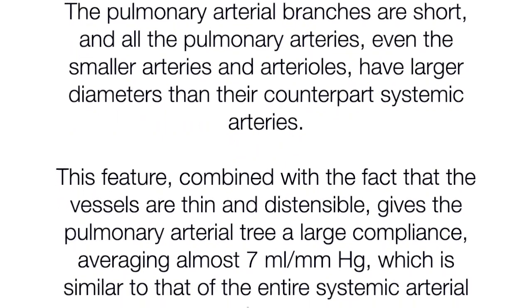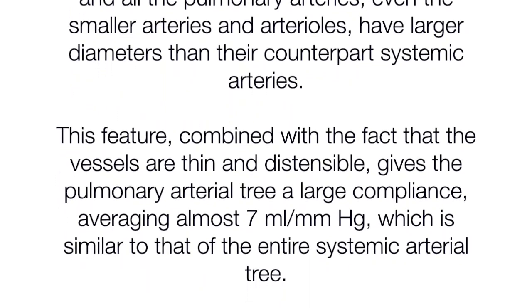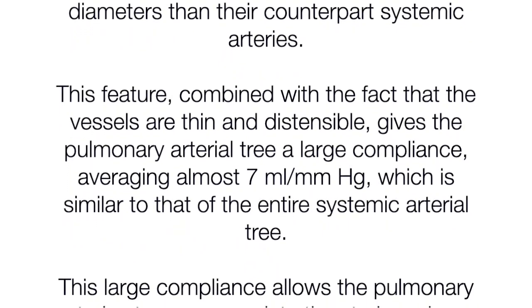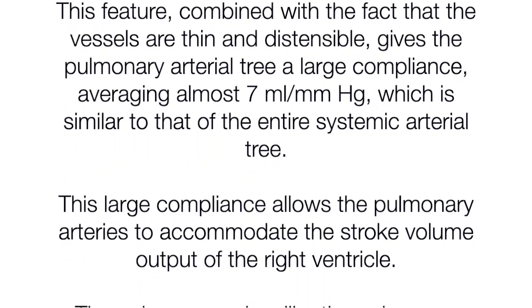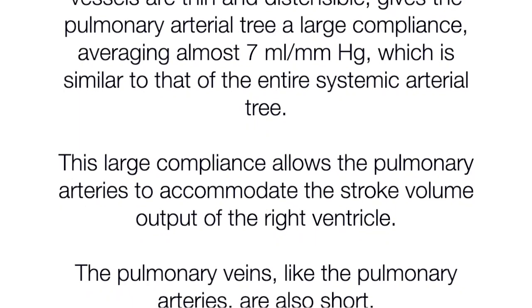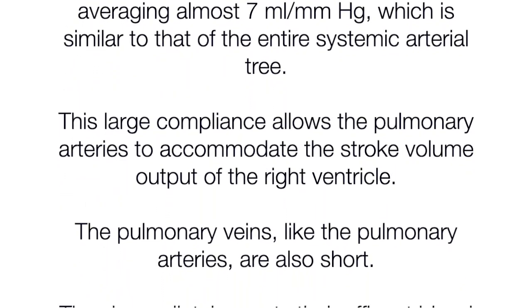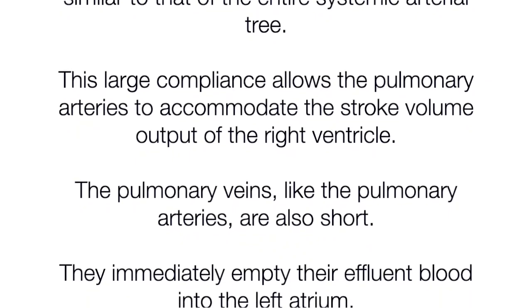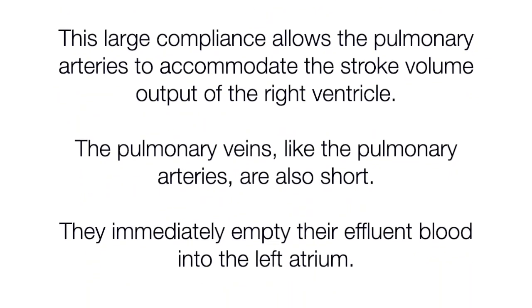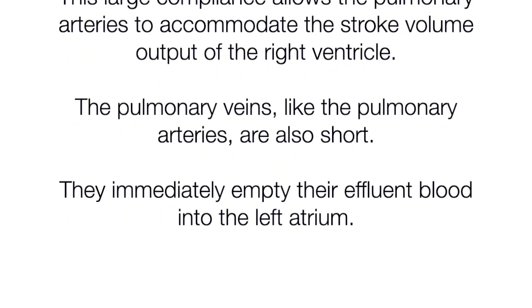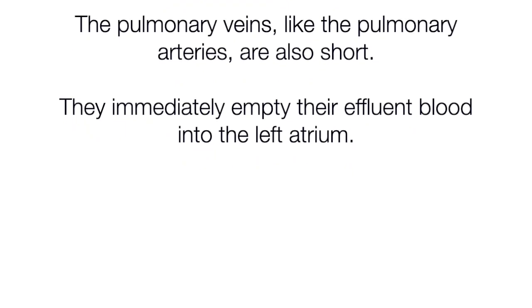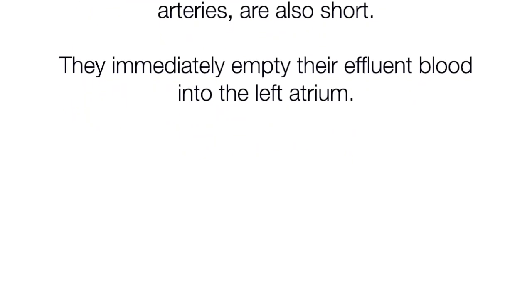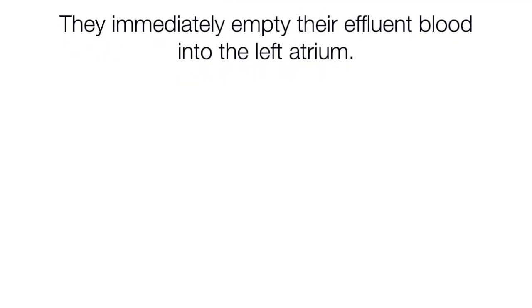This feature, combined with the fact that the vessels are thin and distensible, gives the pulmonary arterial tree a large compliance, averaging almost about 7 ml per millimeter mercury, which is similar to that of the entire systemic arterial tree. This large compliance allows the pulmonary arteries to accommodate the stroke volume output of the right ventricle. The pulmonary veins, like the pulmonary arteries, are also short. They immediately empty their effluent blood into the left atrium.